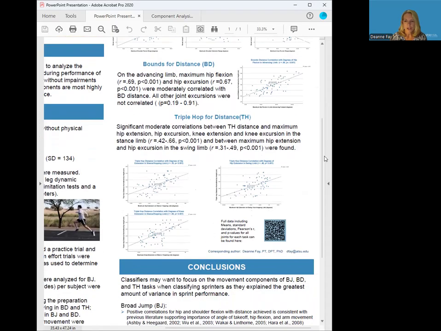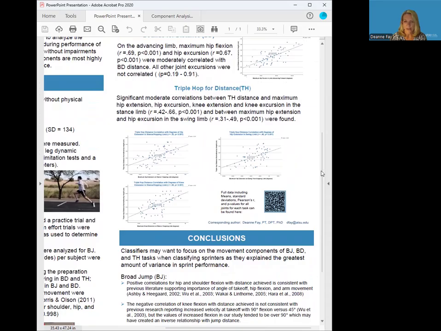For triple hop, we looked at both stance and swing limbs. So the graphs right here on the left are for stance. We found positive and moderate correlations for hip extension, hip excursion, knee extension, and knee excursion. Because the hip extension seems to be the key part of that excursion, we are showing you the graphs here for the relationship for hip extension, and the bottom graph is the relationship for knee extension.